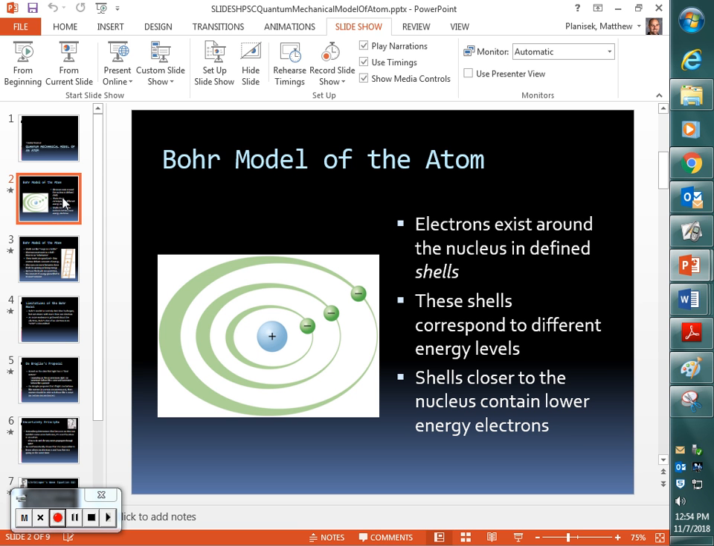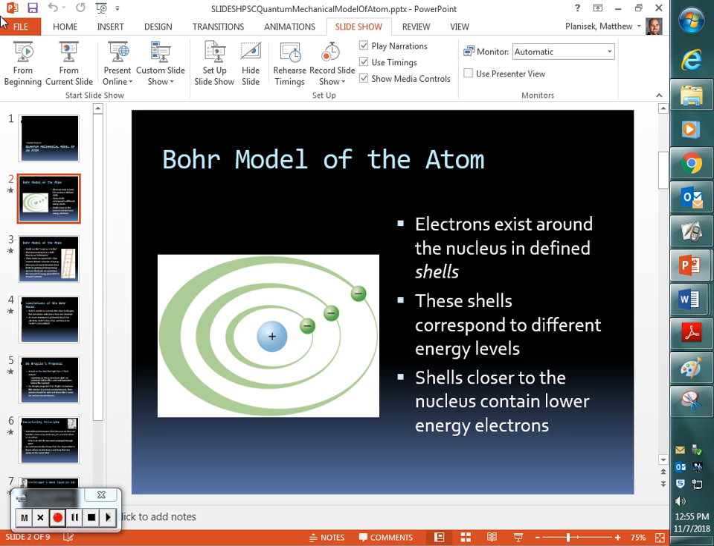What do we know about the energy of electrons based on their location? The ones closer to the nucleus have lower energy. The ones farther away from the nucleus have more energy. Good. What was the problem with the Bohr model? It only works for hydrogen. And hydrogen has how many electrons? One. So as soon as we got more protons and more electrons, it just didn't quite work.